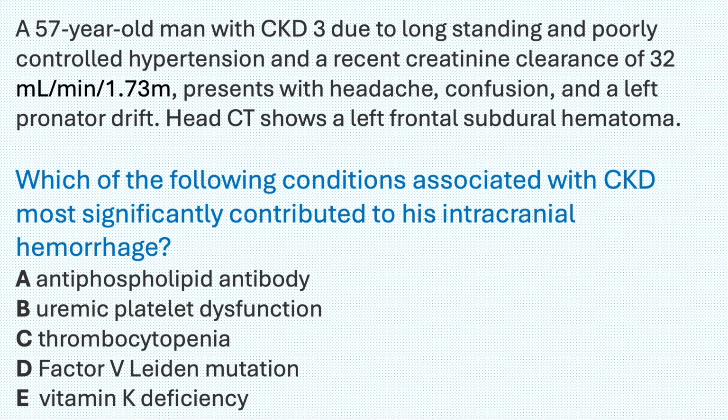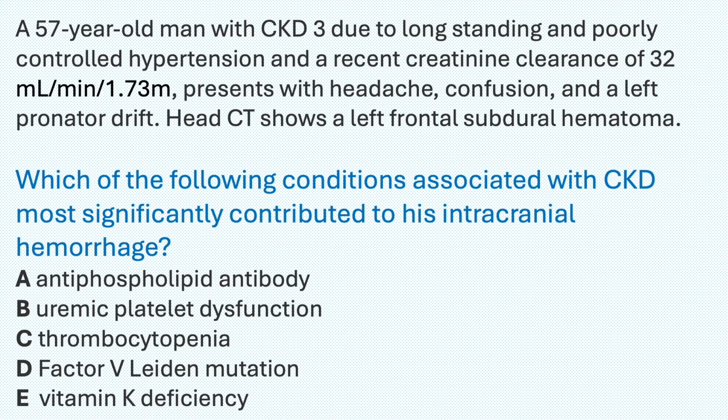A 57-year-old male with a history of CKD stage 3 due to long-standing and poorly controlled hypertension and a most recent creatinine clearance of 32 ml per minute presents with headache, confusion, and a left-sided pronator drift. He also had a head CT that showed a left frontal subdural hematoma.